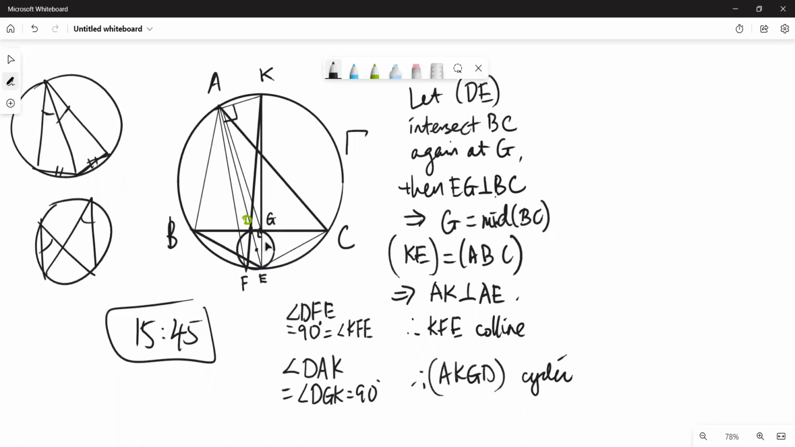What else? Well, now we can angle chase. Because this angle, the green angle, is equal to this angle. Right? Yeah, FKE equals FAE. But the same angle, the blue angle, is also equal to this by the cyclicity of DGKA. Yeah, so these two are symmetric.